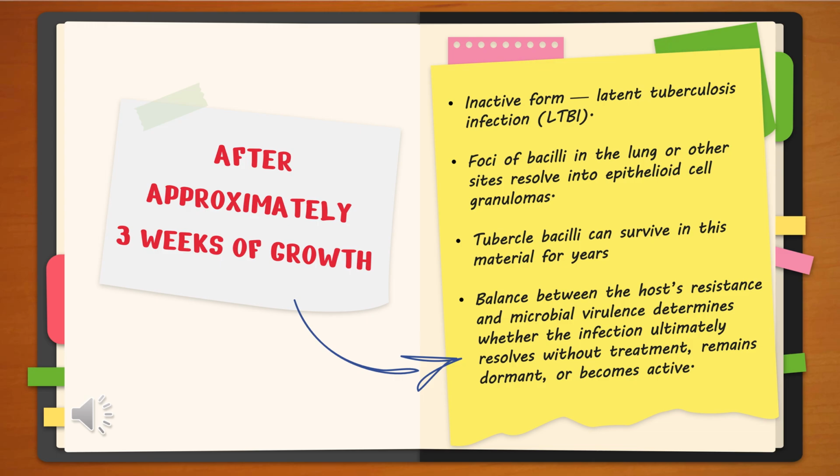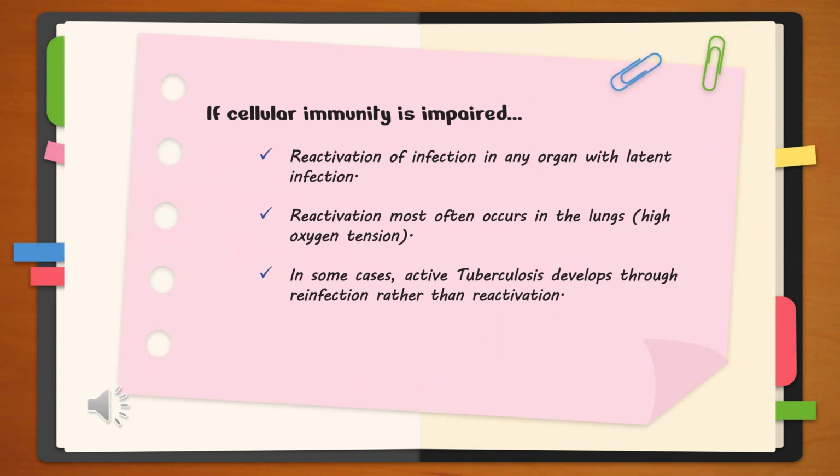The balance between the host resistance and microbial virulence determines whether the infection ultimately resolves without treatment, remains dormant, or becomes active. If cellular immunity is impaired, this can facilitate the reactivation of infection in any organ with latent infection. However, reactivation most often occurs in the lungs due to favorable local conditions such as high oxygen tension. In some, though, active tuberculosis develops through reinfection rather than reactivation.